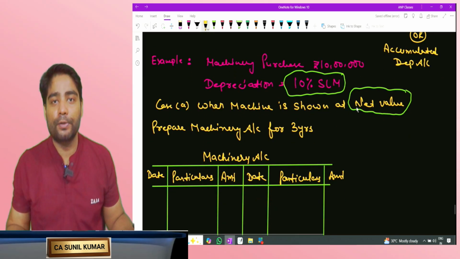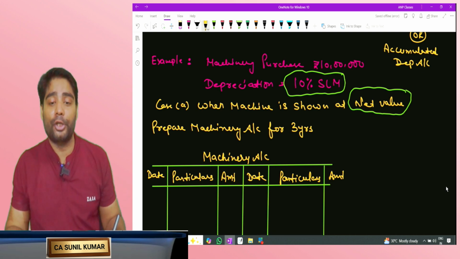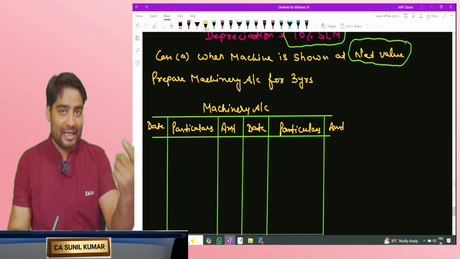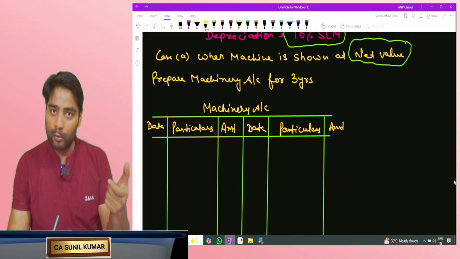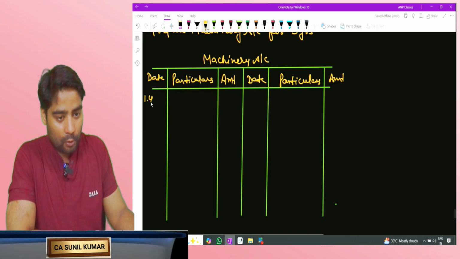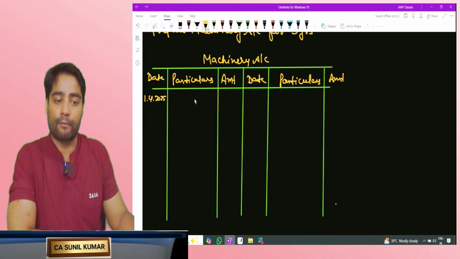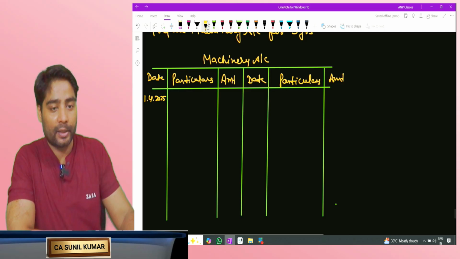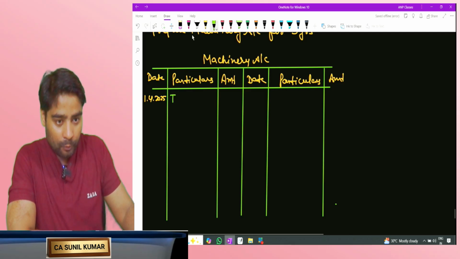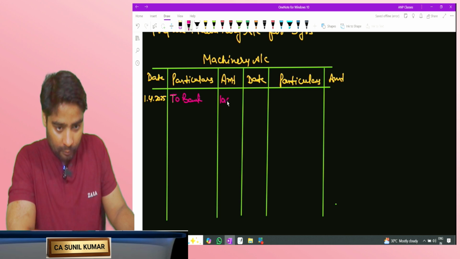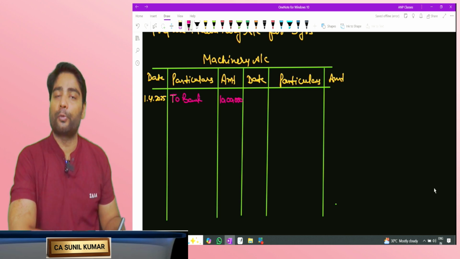So what is the value of machine? Sir, machine is purchased for rupees 10 lakh. So what will be the journal entry? Sir, journal entry for purchasing machinery or purchasing asset is asset account debit to cash or bank. Let's suppose we bought this machine on 1st of April 2025. So journal entry is machinery account debit to bank. So we will write here to bank 10 lakhs. The purchase price of machine is rupees 10 lakhs.